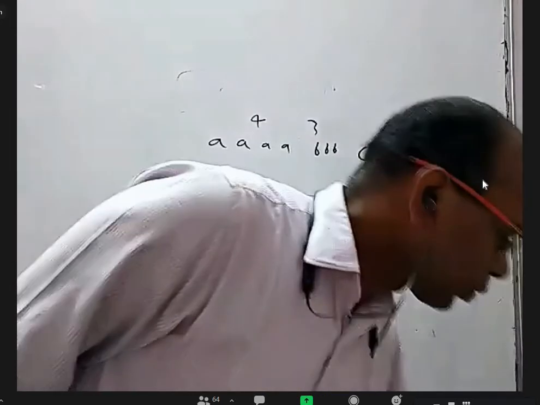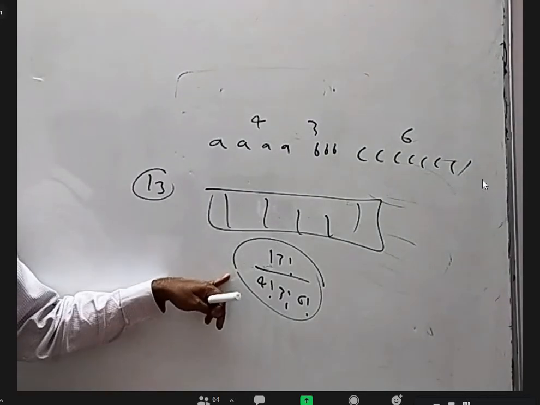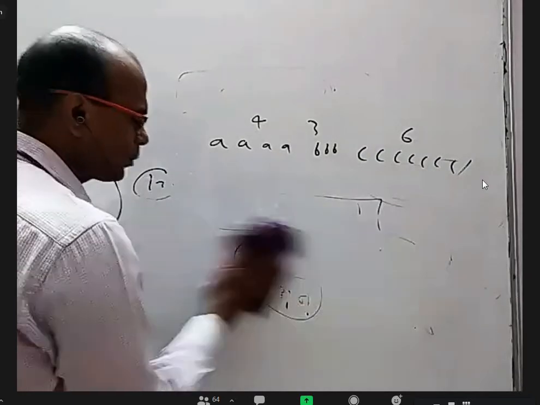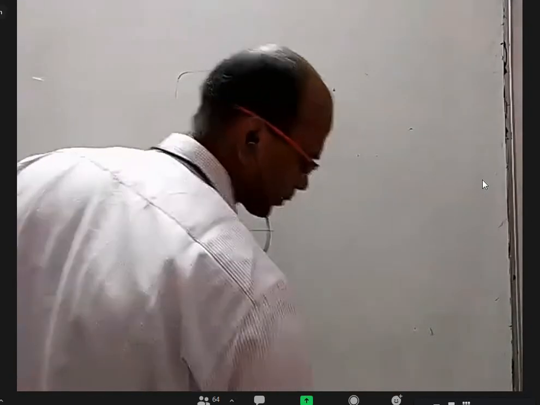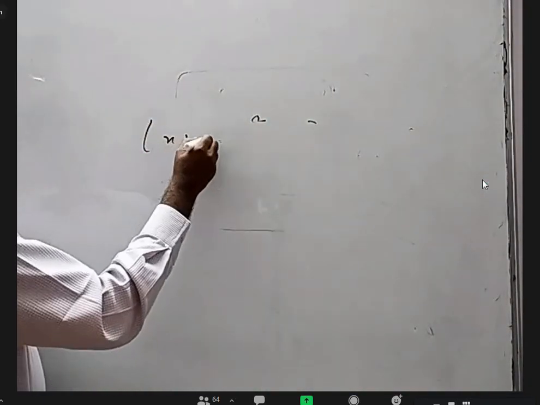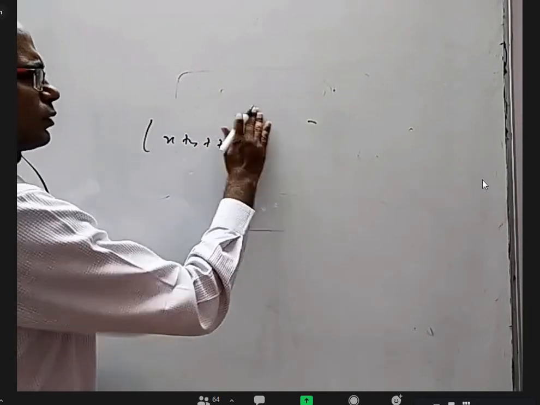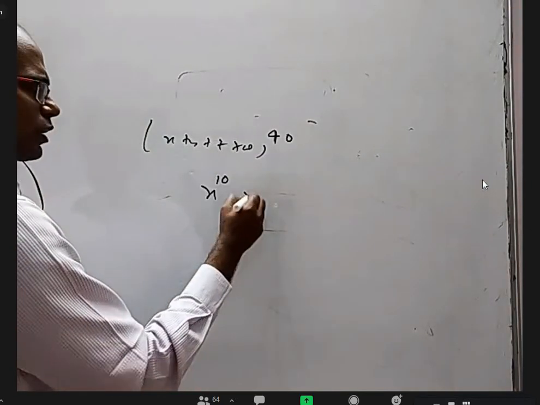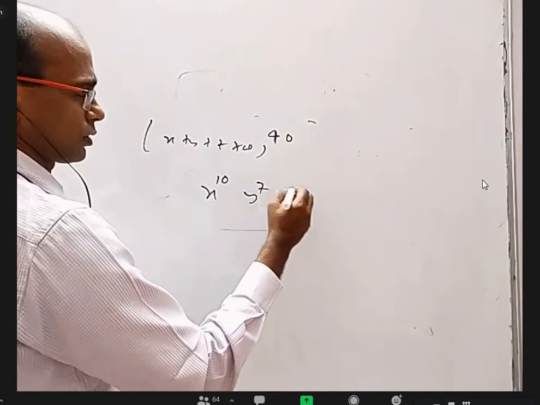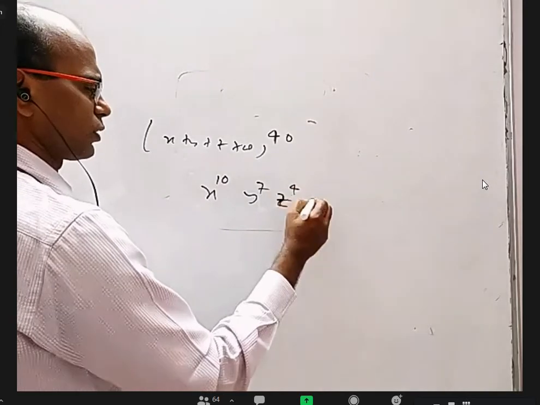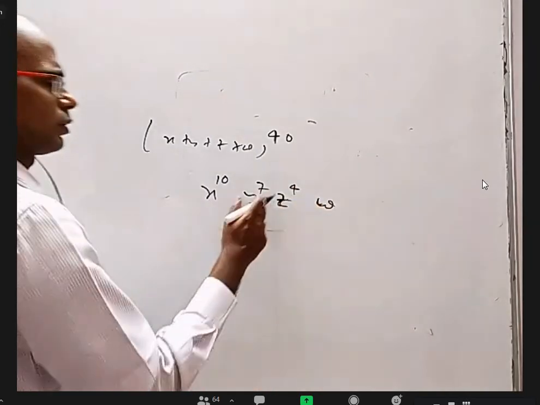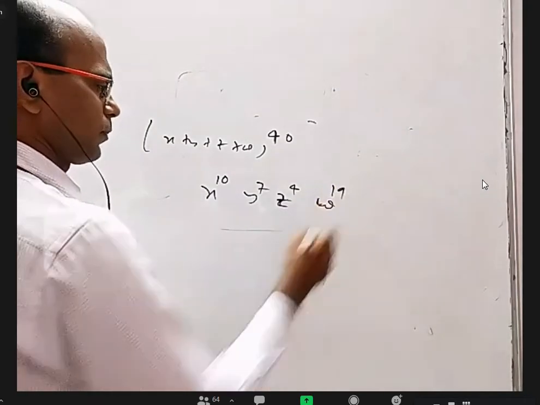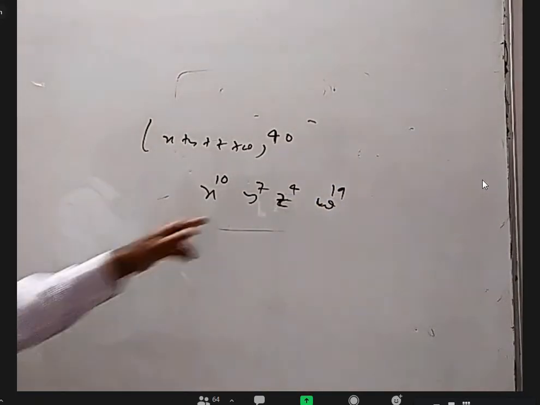Okay. So, because we have not done extensive study about this, some people may not understand. Based on this concept, we got the multinomial theorem. Why? Let us say I want to take x plus y plus z plus w whole power 40. I am interested in x power 10 into y power 7 into z power 4 into w power 19. Okay, that's what I want.